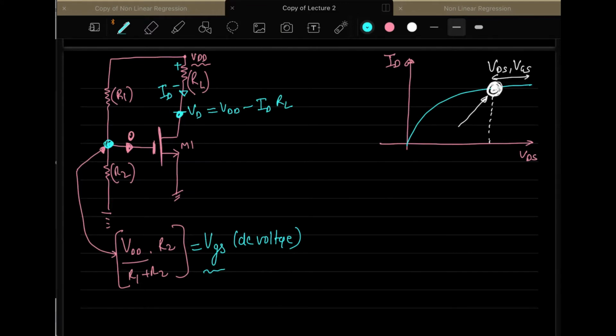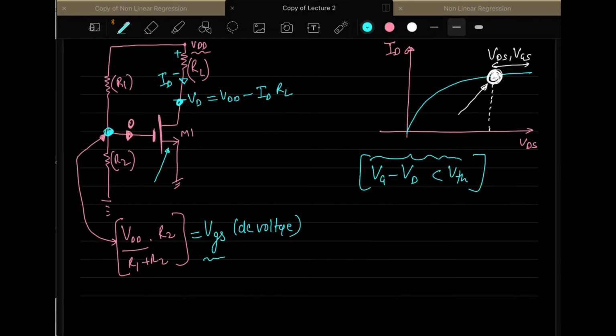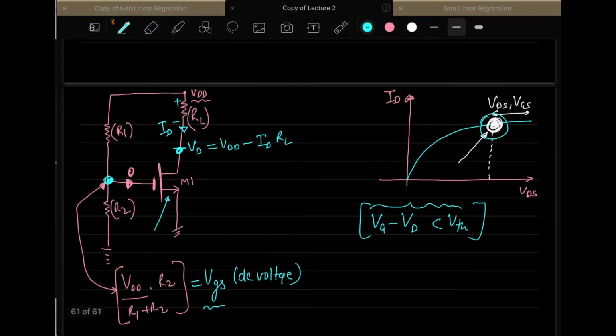So how will you ensure that your MOSFET M1 is operating in saturation? You can ensure it by satisfying this condition, which is Vg minus Vd less than Vth. This we have already discussed so many times. Based on this condition, you can ensure that your MOSFET M1 will be in saturation. So this is the way you force your transistor M1 to lie at this operating point. Based on this condition, you select the values of R1, R2 and RL so that this condition is satisfied.